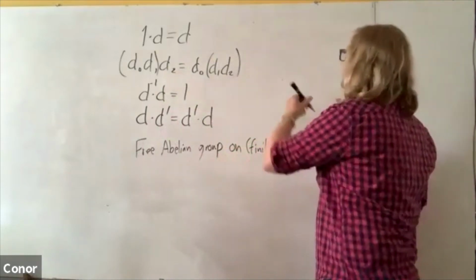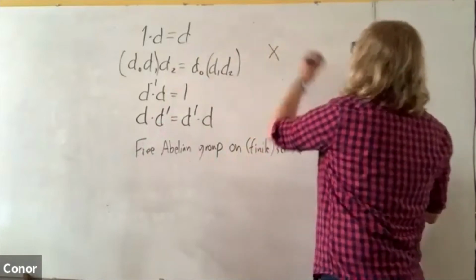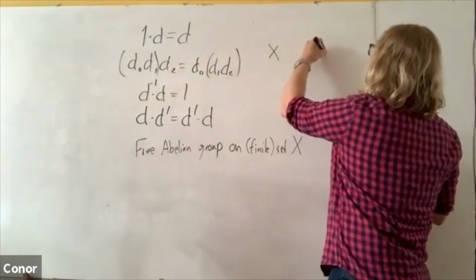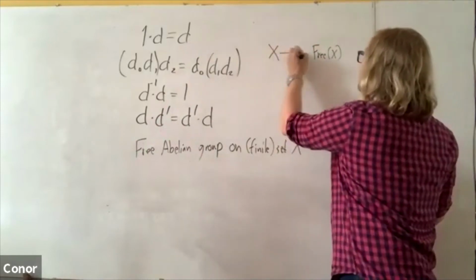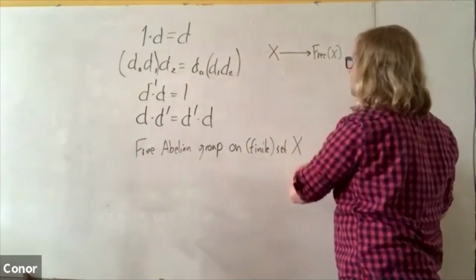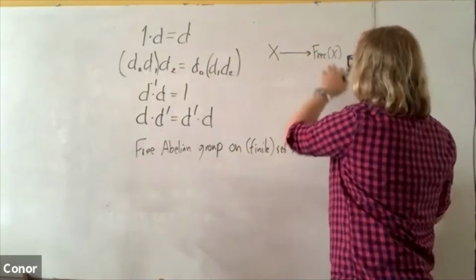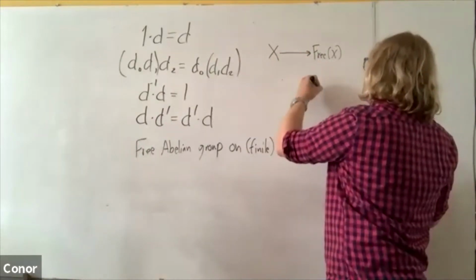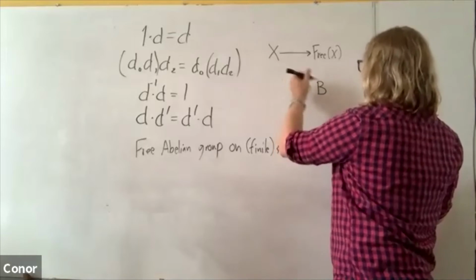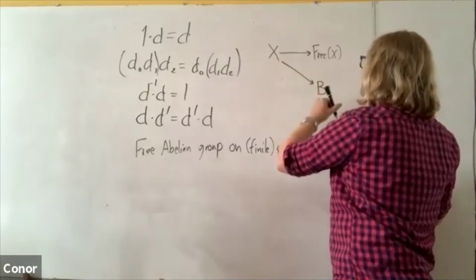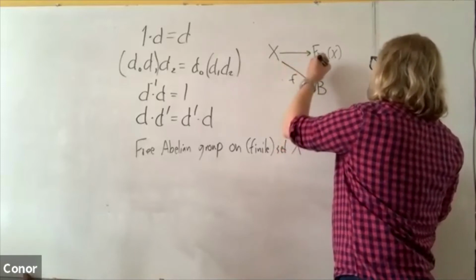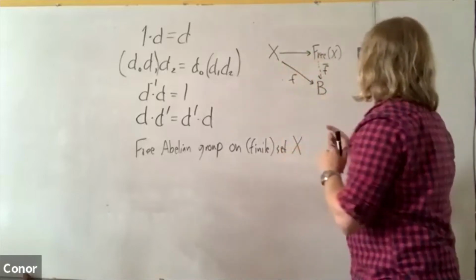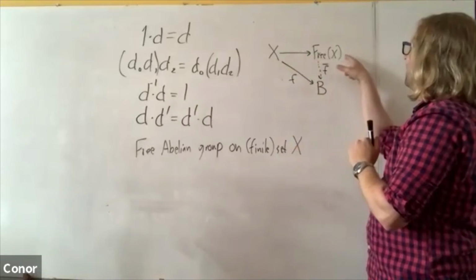So what this means is that we have the set X, we have this free abelian group on X, and we can include the set into the group. So the generators are also elements of the group. And if we have any other abelian group B with such an inclusion, then we can extend that function to the free abelian group. So this gives us a way to get functions out of this group.